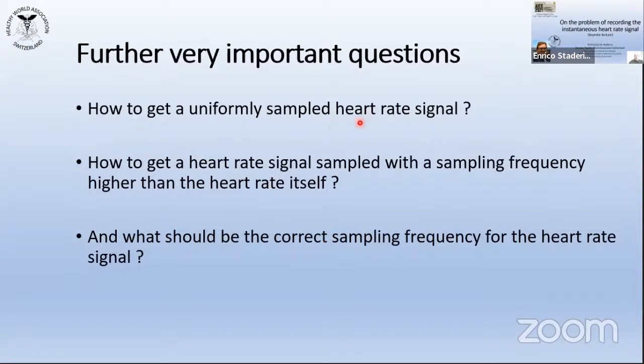Now, how to get a uniformly sampled heart rate signal, and how to get a heart rate signal sampled with a sampling frequency higher than the heart rate itself. Why would I like to sample the heart rate signal with a higher sampling frequency? Because I would like to know the heart rate signal between two consecutive heartbeats. So I would like to avoid being blind between two consecutive heartbeats. I would like to have the possibility to state the heart rate signal at each instant of time, even between two consecutive heartbeats. And also, what should be the correct sampling frequency for the heart rate signal?